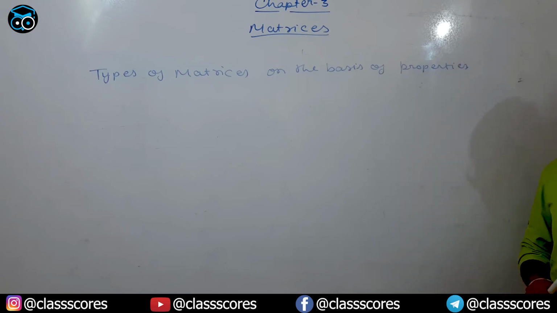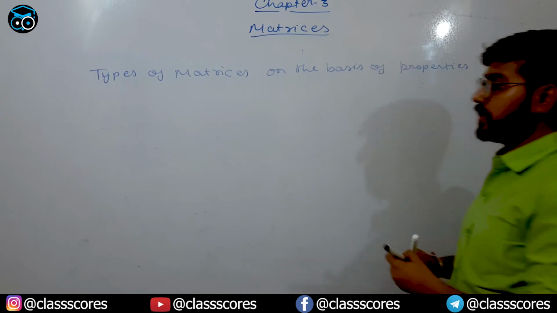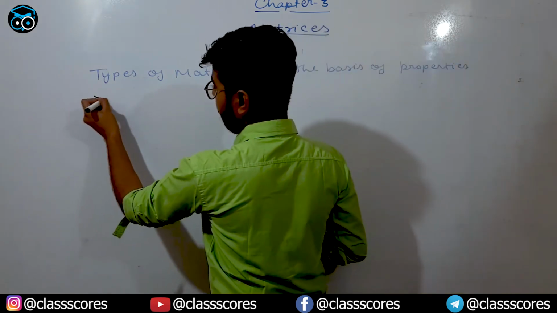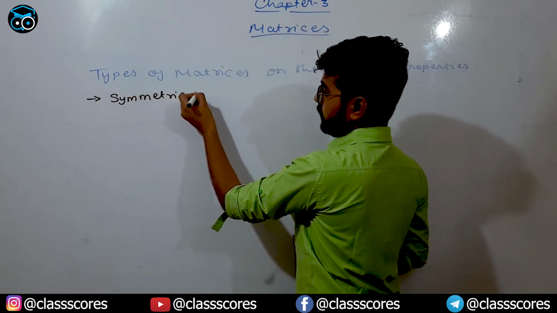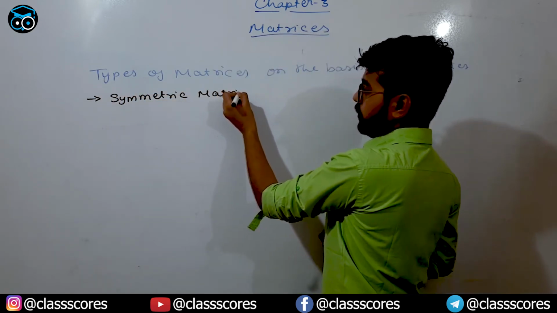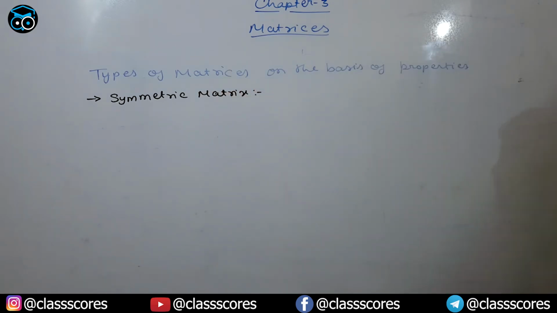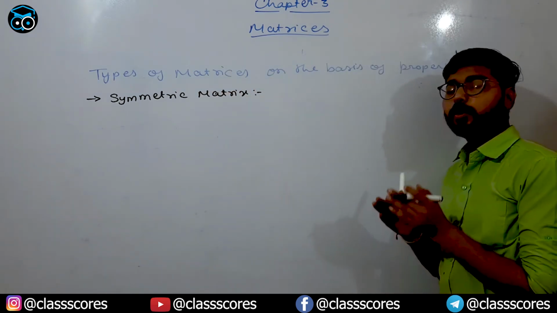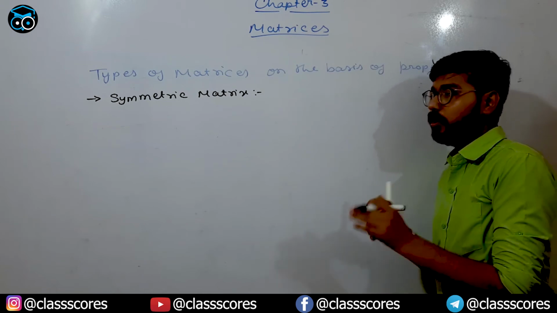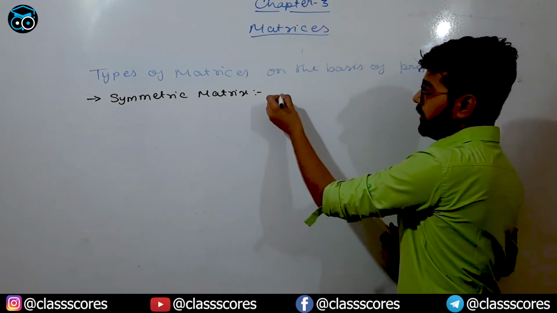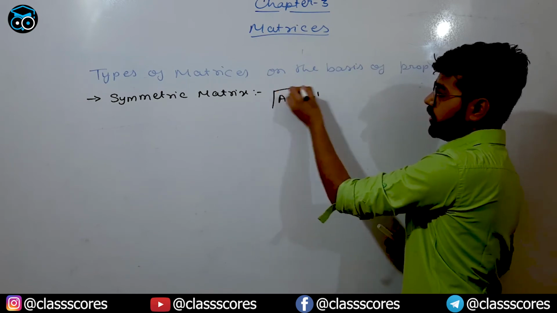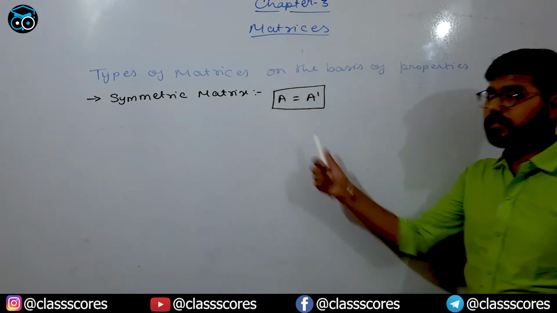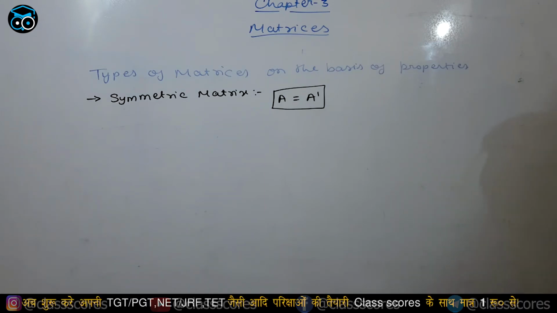Okay, so our first type is the symmetric matrix. A symmetric matrix is a matrix whose transpose looks the same as the matrix. In simple terms, when A is equal to A transpose, these types of matrices are known as symmetric matrices.